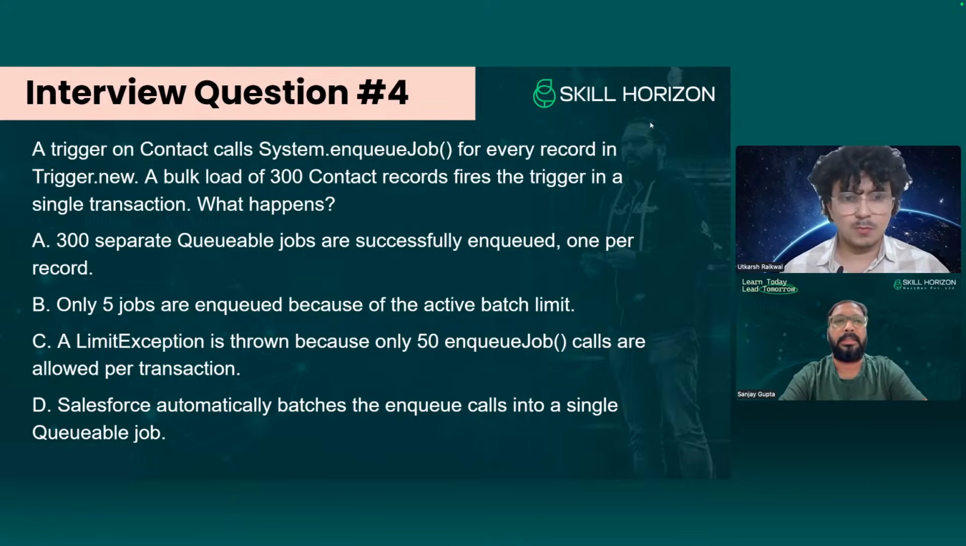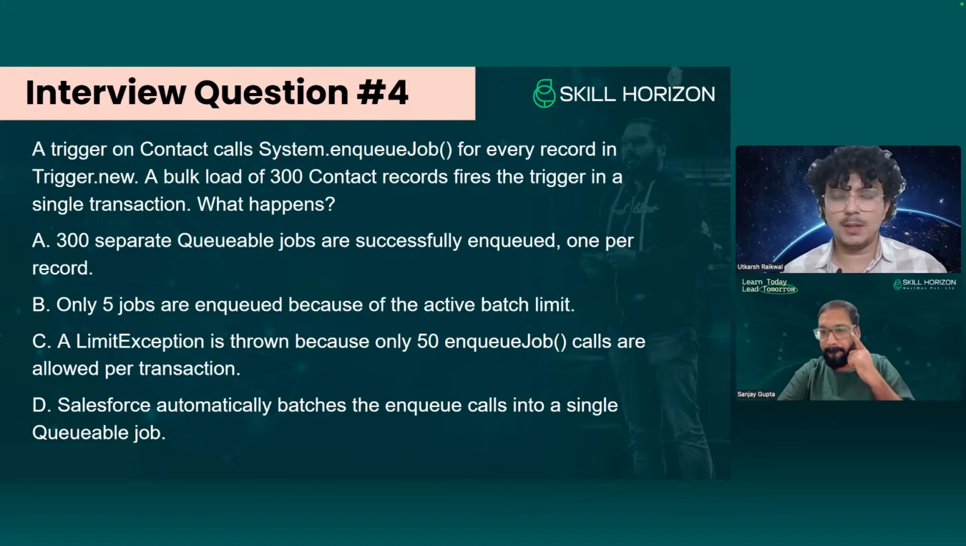And option D, Salesforce automatically batches the enqueue calls into a single queueable job. So what do you think, Utkarsh? Sir, there is a limit which Salesforce put in the queueable job. You can only pass 50 queueable jobs in a single transaction. So yes, C is the correct option. The limit exception is thrown because only 50 enqueue job calls are allowed per transaction. So yeah, that's the logic.